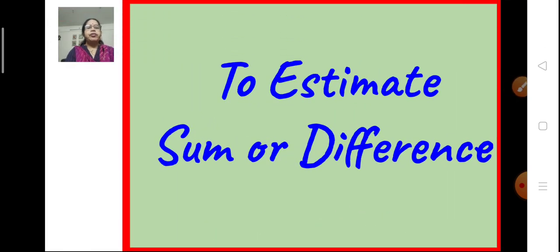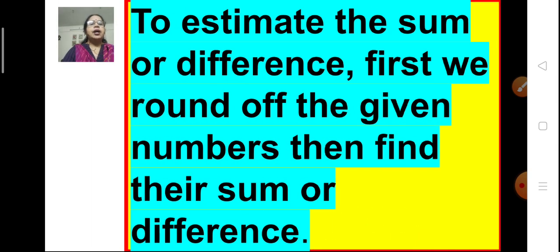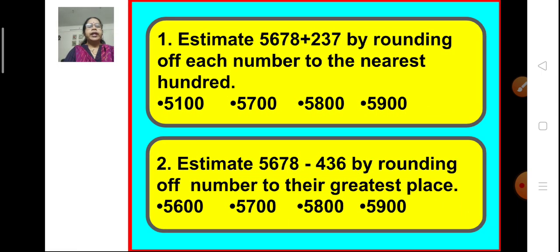Now, how do we estimate a sum or difference? To estimate the sum or difference, first we round off the given numbers and then find their sum or difference. So let us look at the first question here. Estimate 5678 plus 237 by rounding off each number to the nearest 100. So how do we do this?